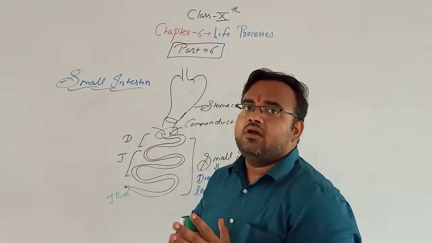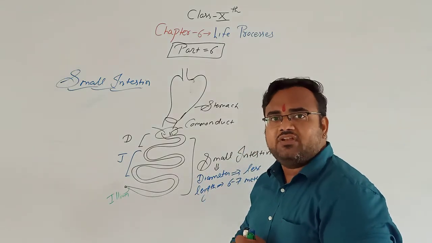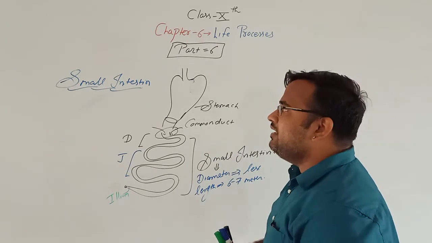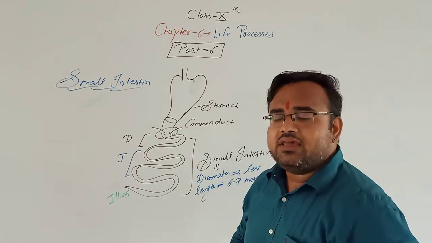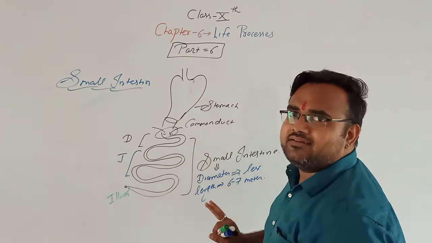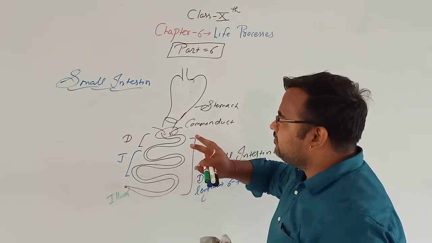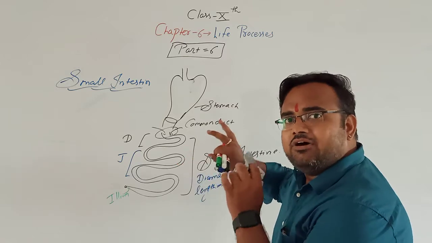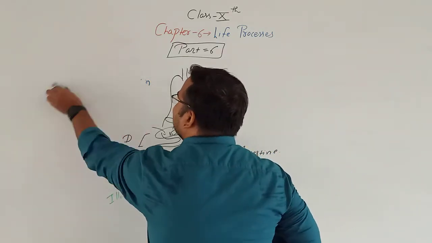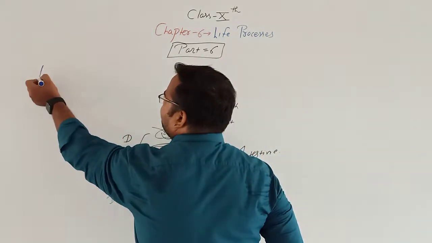Now, the small intestine has finger-like projections which are known as villi. That means the next topic after the small intestine will be absorption of the food. See, most of the digestion is completed in the small intestine. That means we can say that the digestion of food is finished in the small intestine. Now the next topic is absorption of food.